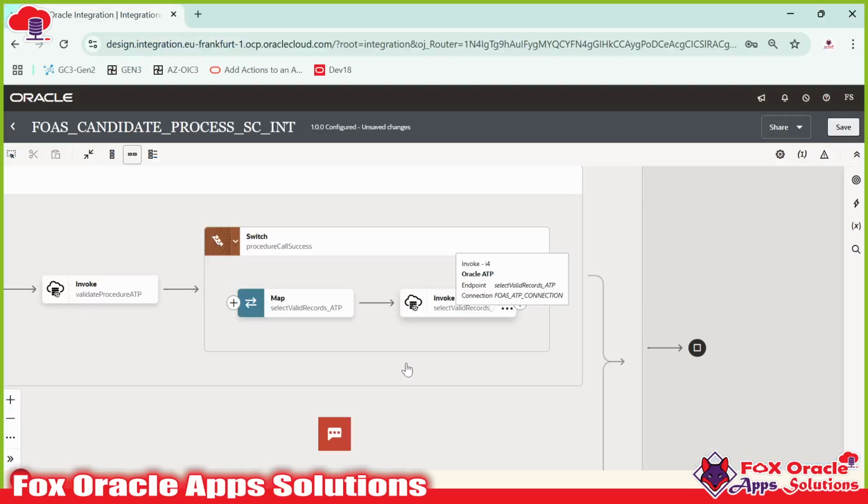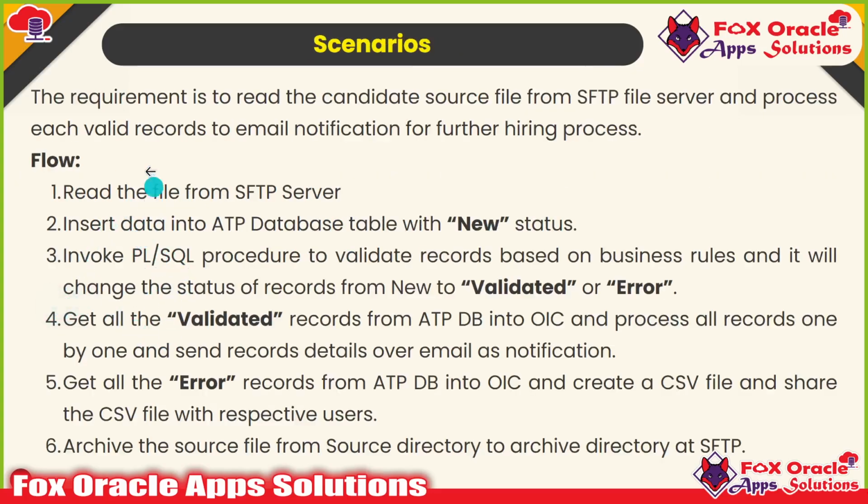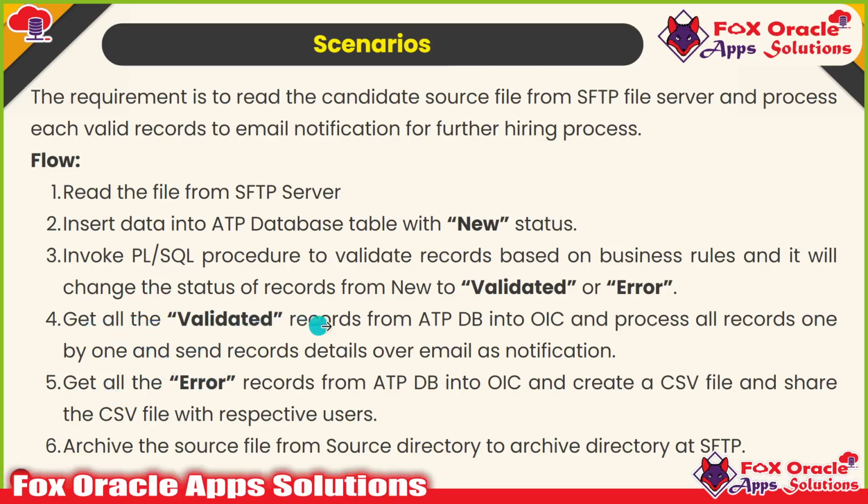Now this information we have to send over email as per our requirement. Our requirement was the same, right? The valid records are to be sent over the notification, for the hiring process and something like that. And you can see we mentioned that we get all the validated records from ATP DB and process all the records one by one. We just have to add a for each loop and send the records over email notifications.